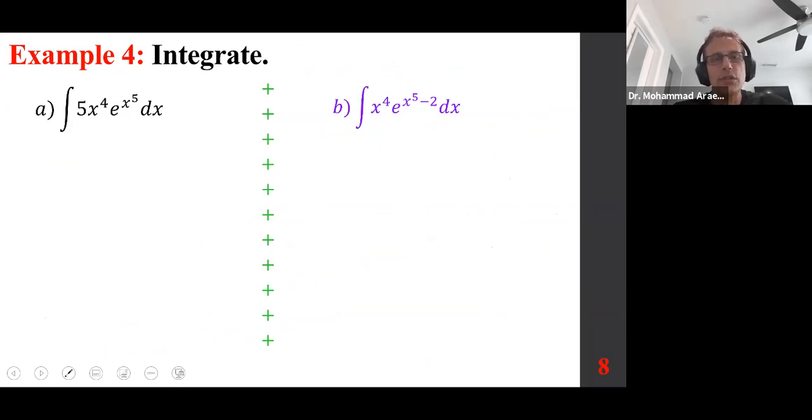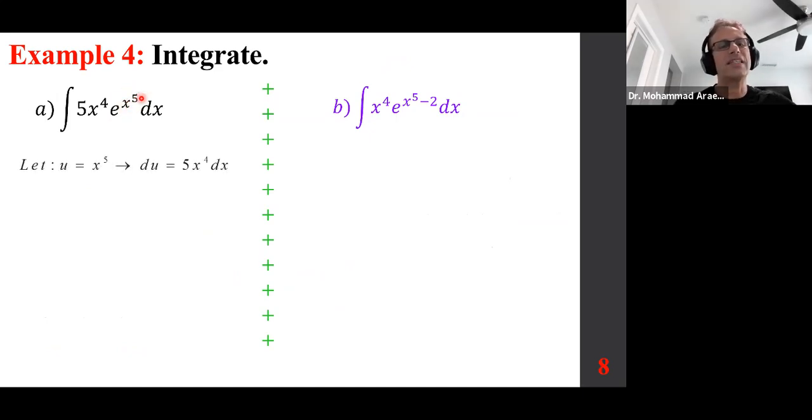In this course, and in most cases, anytime e is involved, the choice of u normally is its exponent. So take a look at what happens with part A. If we choose the exponent, x to the power of 5, to be u, the derivative of that is 5x to the power of 4. Therefore, du is 5x to the power of 4 dx. So the choice of u is the exponent.